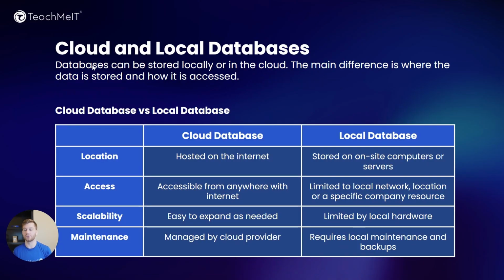Let's start here with cloud and local databases. So our databases can be stored either locally on a computer or server or out in the cloud. The main difference is where the data is actually stored and how it's accessed. So cloud databases, pretty simple. They're hosted on the internet. They're accessible from anywhere where we have the right permissions, login, and an internet connection. They're quite scalable, meaning that we can move resources up or down for that database as needed.